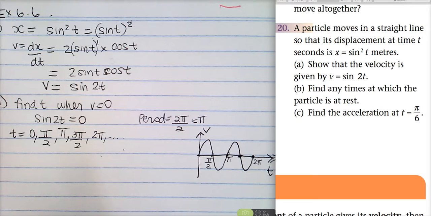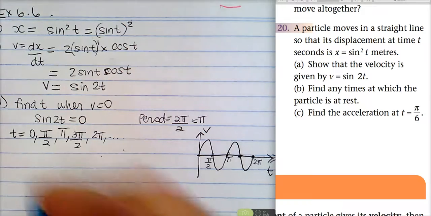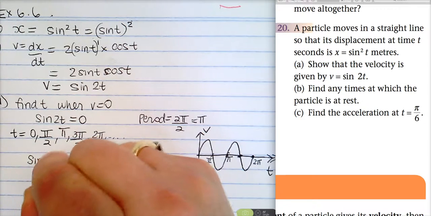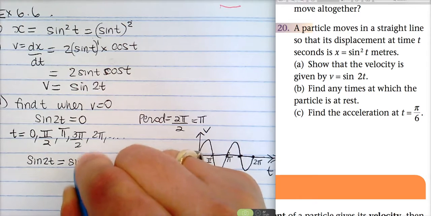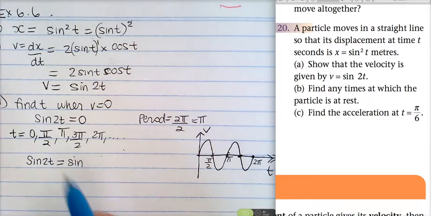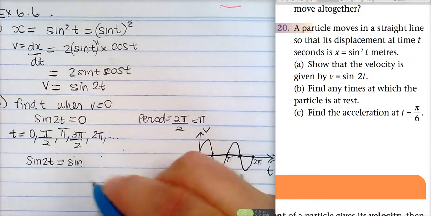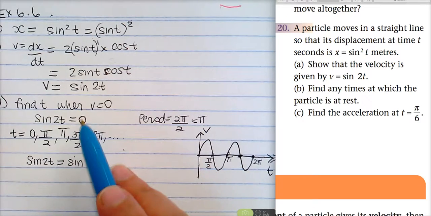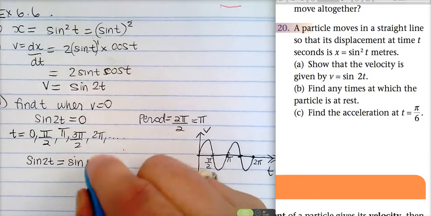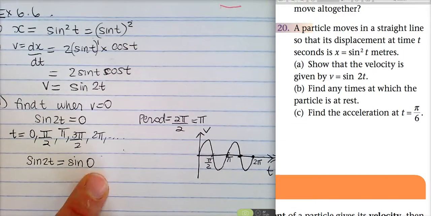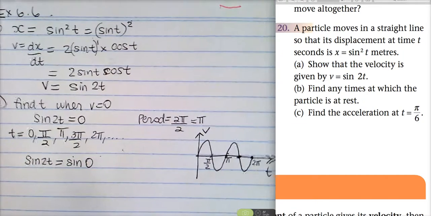Okay. So if you look at general solution formula sheet, it goes like this. Sine 2t equals sine what? It's sine alpha, but alpha in this case, sine of what is 0? What gives you 0? Yeah. So sine 2t is sine alpha. Wait, let me just bring up the formula sheet.